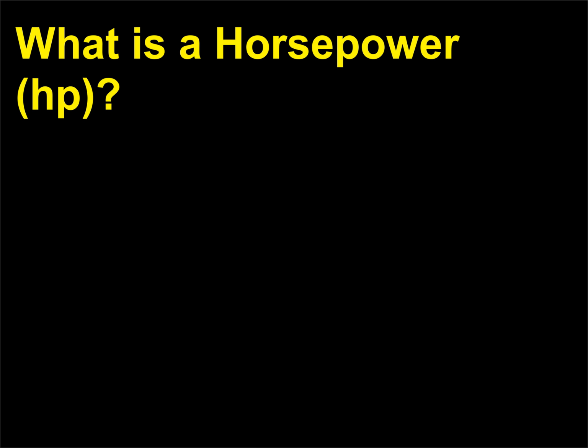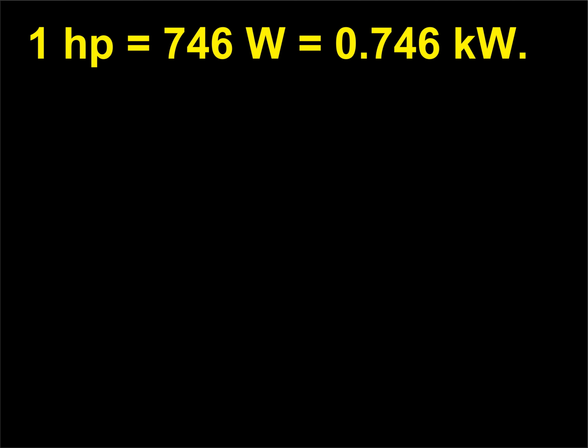What is a horsepower, HP? A unit of power. 1 HP equals 746 W equals 0.746 kilowatts.